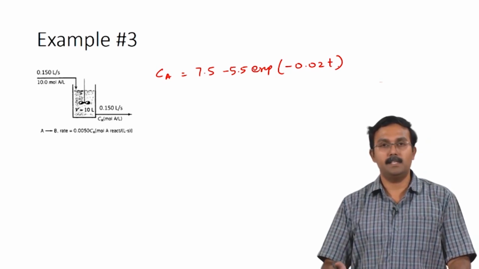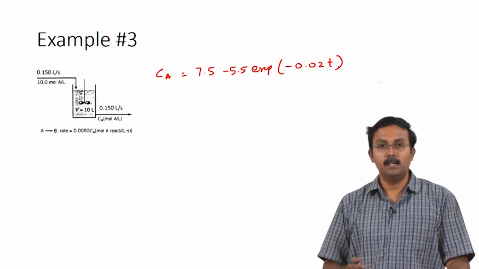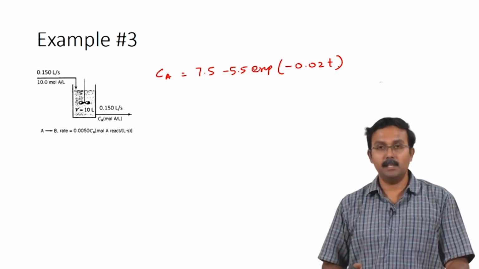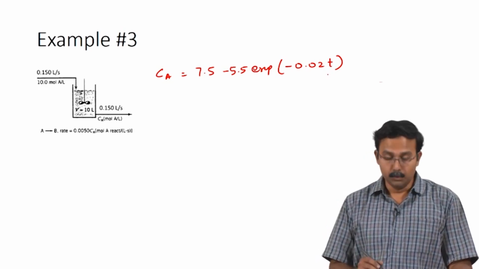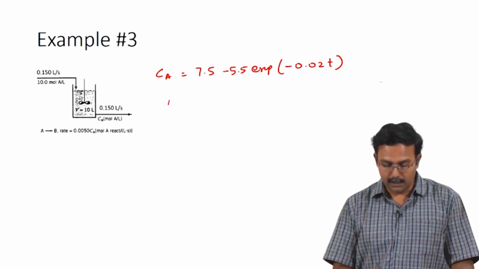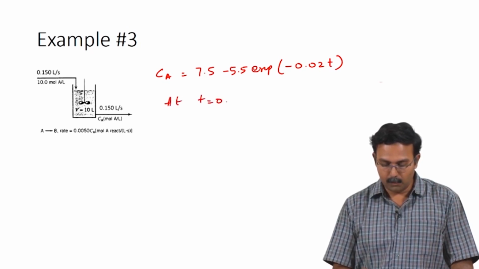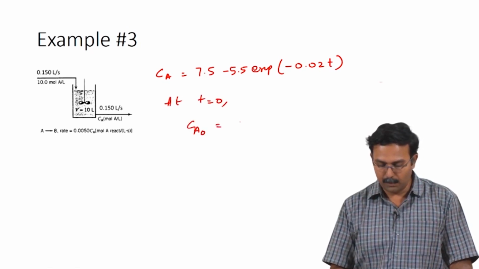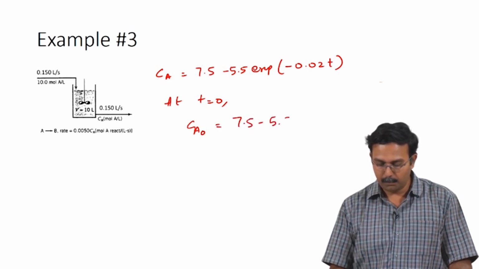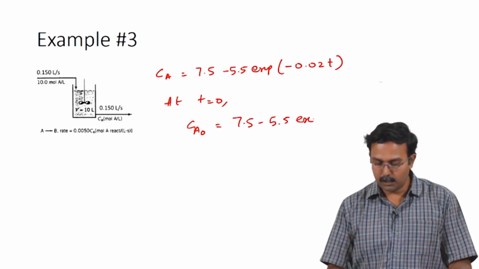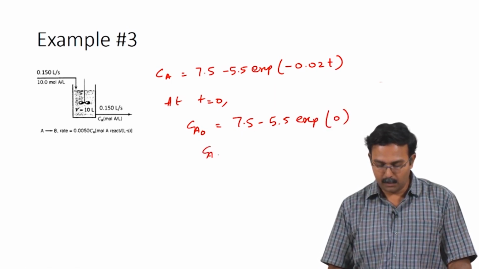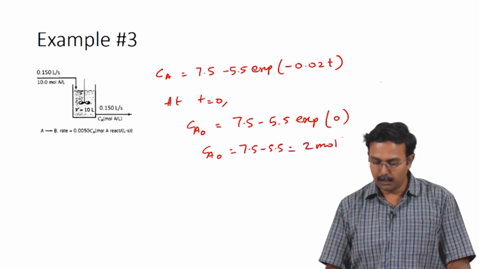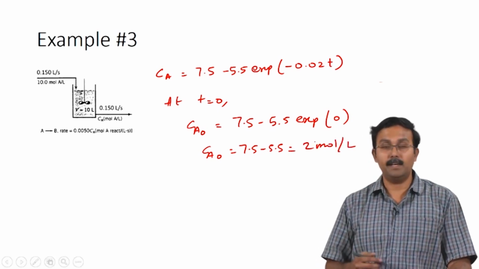All we need to do is differentiate this equation or substitute the initial condition. So, let us try substituting the initial condition. The initial condition was at time t equals 0, Ca was 2. At t equals 0, what would happen? You would have Ca naught equal to 7.5 minus 5.5 times exponential of 0. So, this makes the equation Ca naught equals 7.5 minus 5.5, which is equal to 2 moles per liter. So, we are able to verify and get the correct answer.